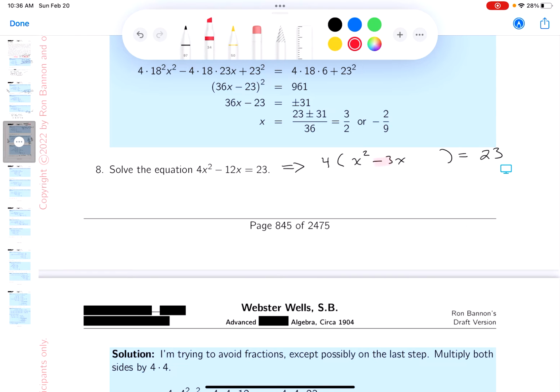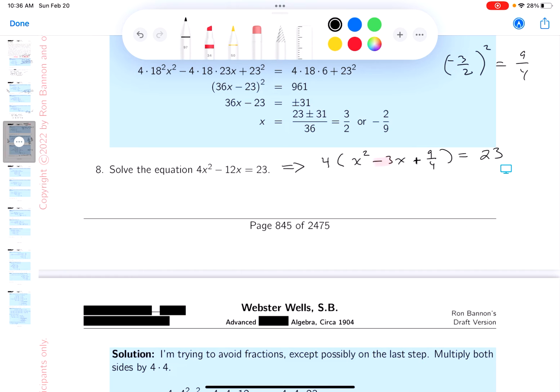For example, all I got to do is look at this, take half of it and square it. So if you took half of that number, you would get minus 3 over 2. And if you squared that number, you would get 9 quarters. Immediately, I know I have to add 9 quarters. Now, someone says, oh, you're adding 9 quarters to this side? Add it to the other side.